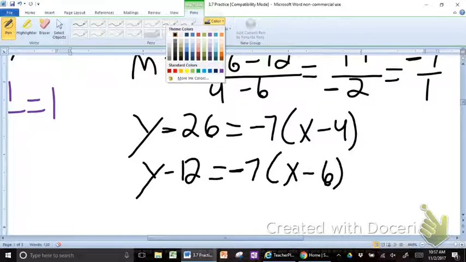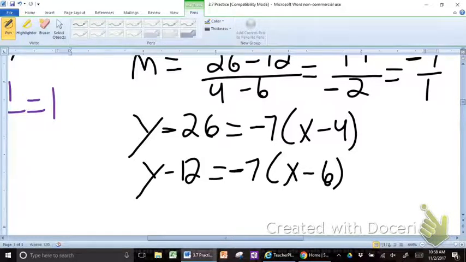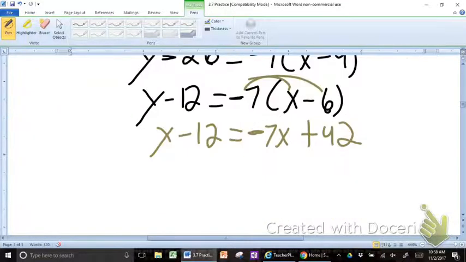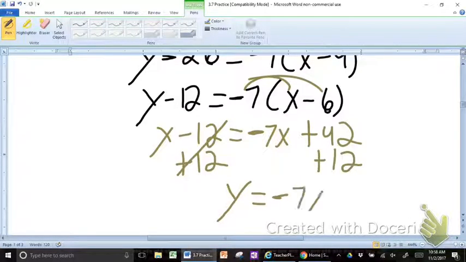And then if I wanted the slope-intercept form, I would distribute my slope. y minus 12 equals negative 7x plus 42. And then I'm going to add 12 to each side. y equals negative 7x plus 54 for my slope-intercept form.